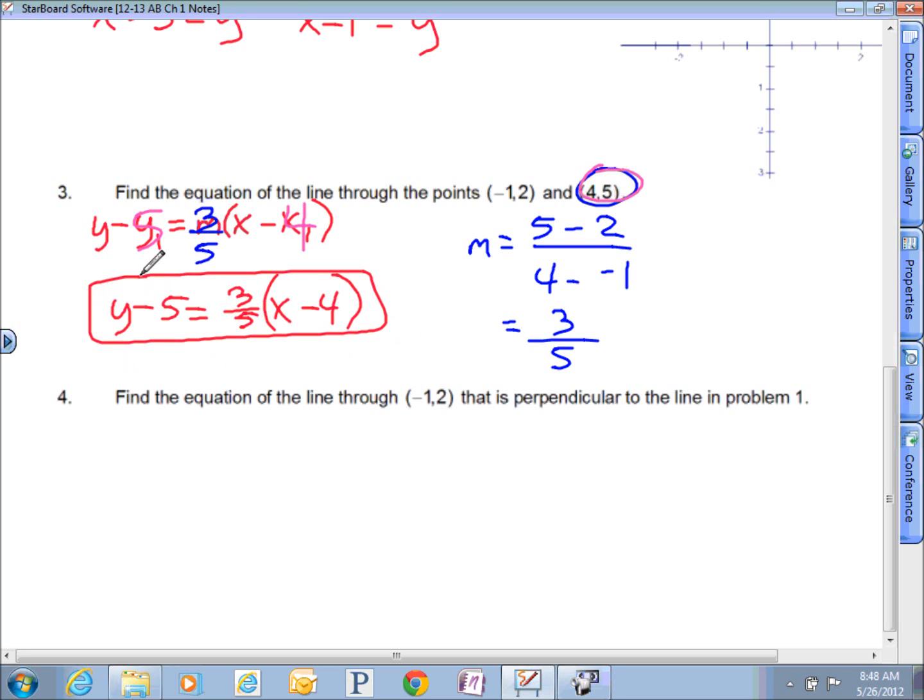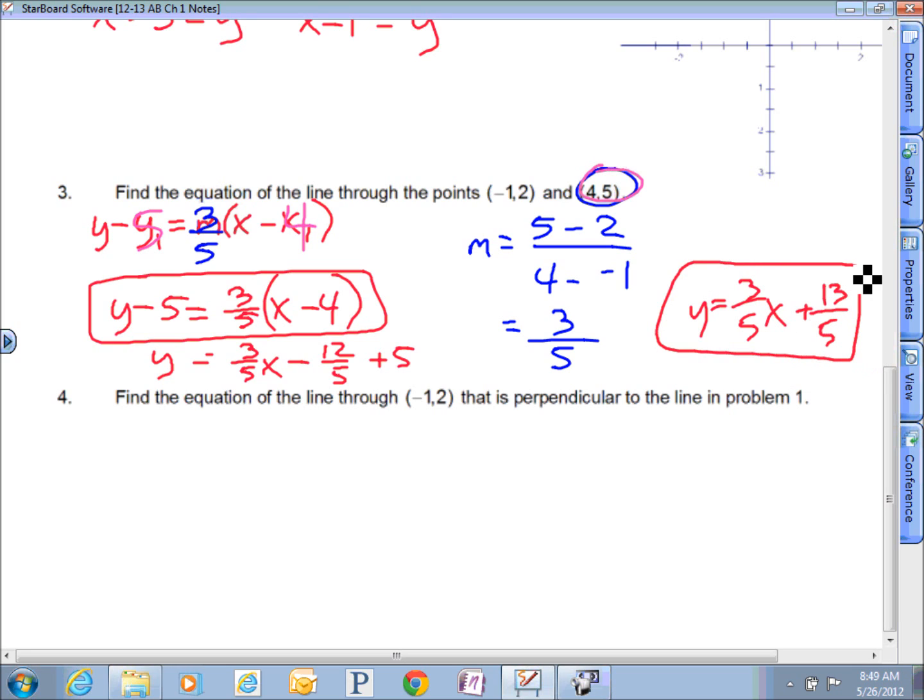If you wanted to go further with it, we would have to distribute the 3/5. 3/5 x minus 4 times 3/5 would be 12/5, and we'd have to add the 5 to the other side of the equation. So y is equal to 3/5 x, minus 12/5, and 5 would be 25/5, so plus 13/5. Either one of those equations in the boxes would be acceptable.